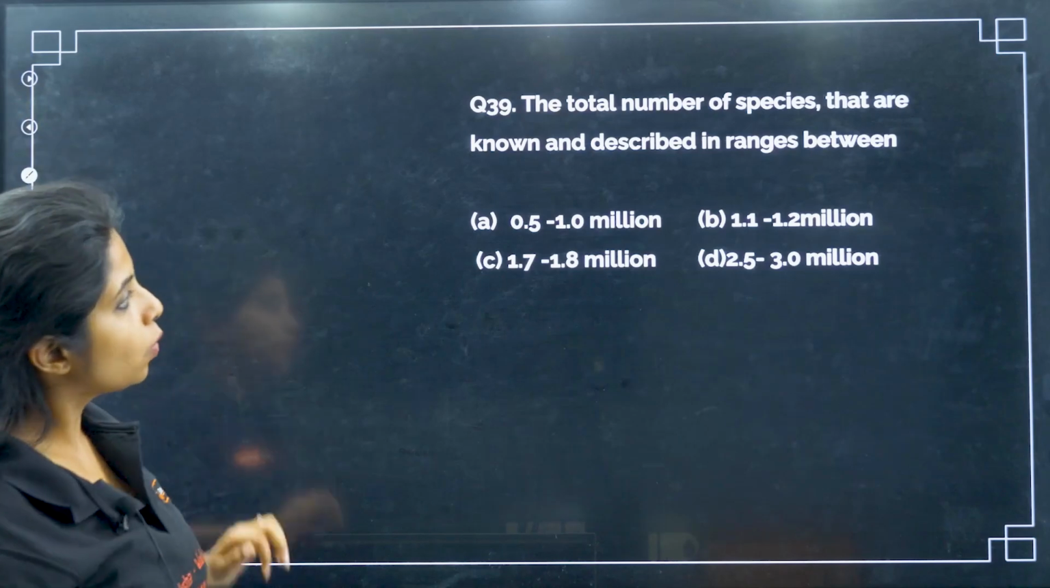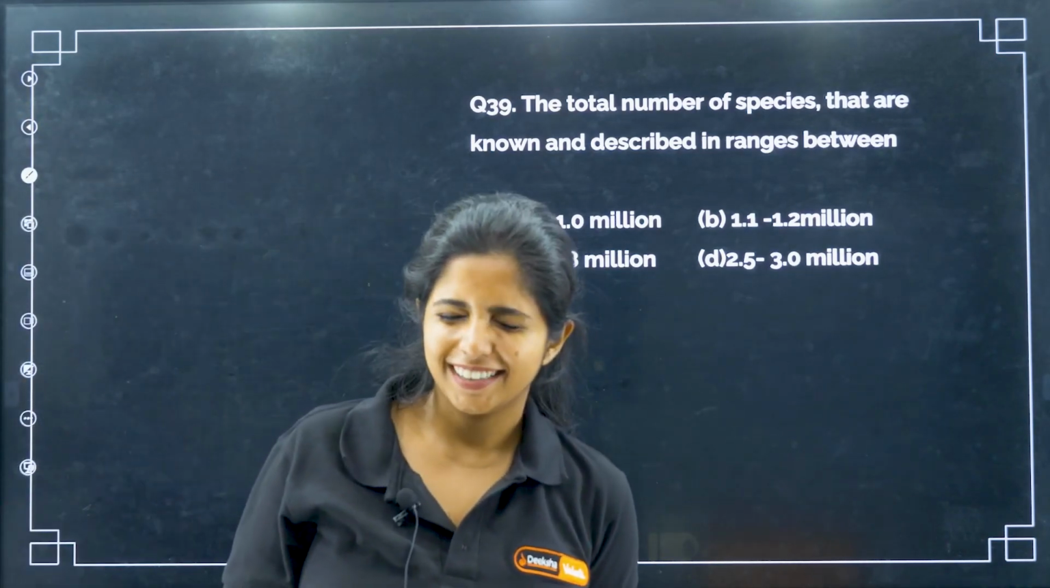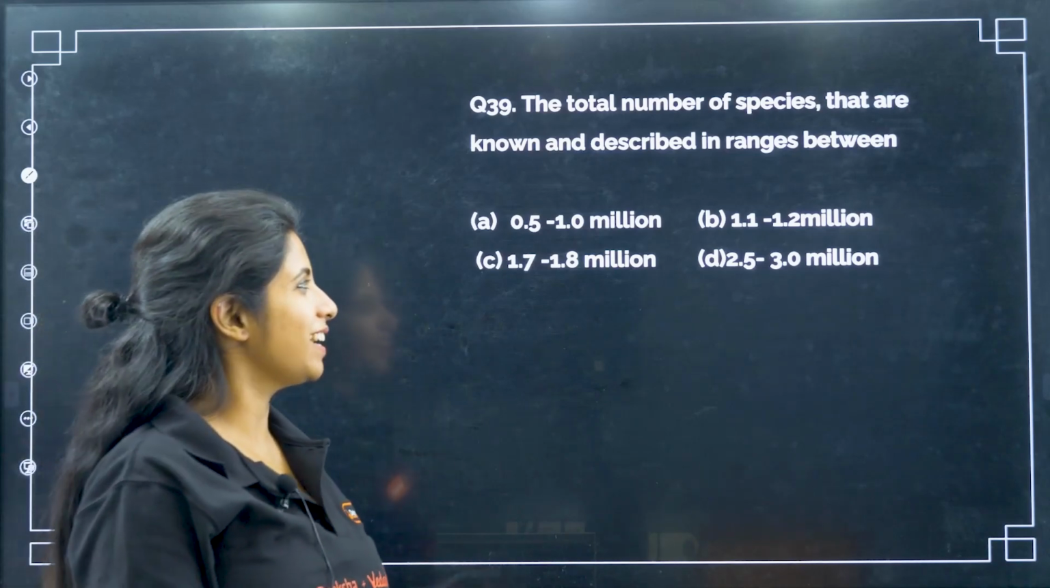Now going ahead, the total number of species that are known and described ranges between what?